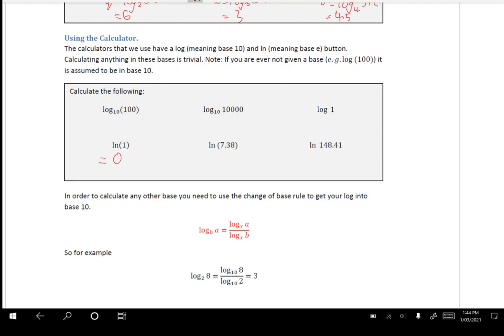Yeah. What's ln of 7.38? 1.99. Is that recurring? Yeah. And then ln of 148.41. 4.99. So we can assume that was probably 2 and 5 respectively before rounding.